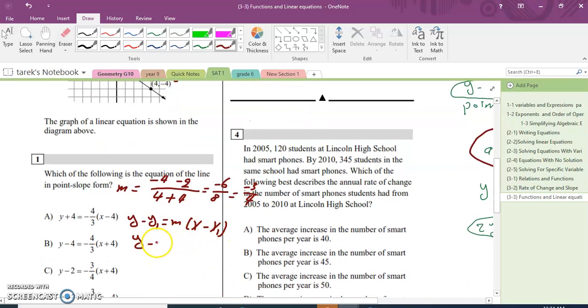So y minus 2 equals m, which is -3 over 4, times x minus x1, which is 4, because it's negative. So this will be number B. C. Yes, C.